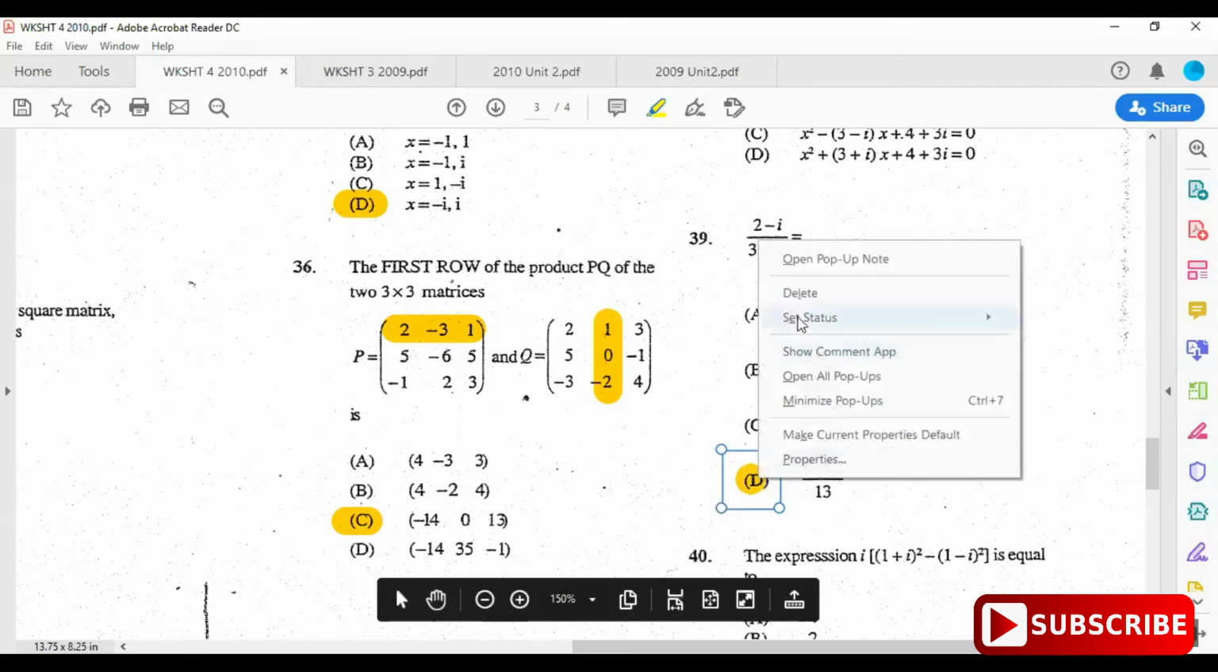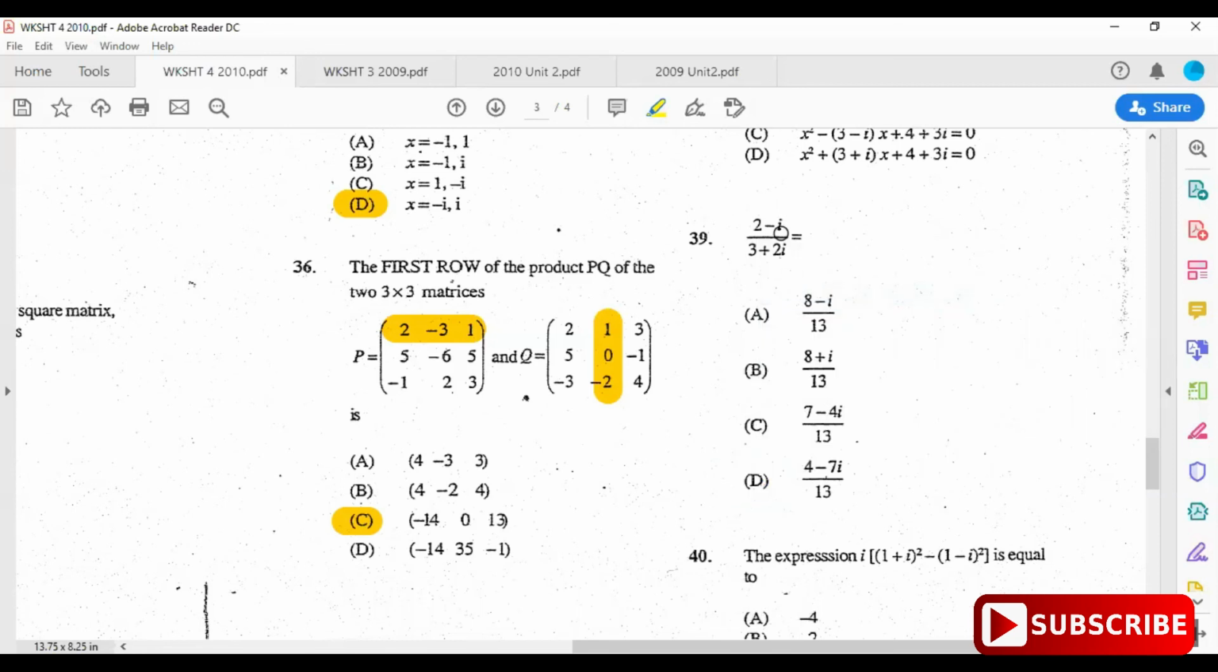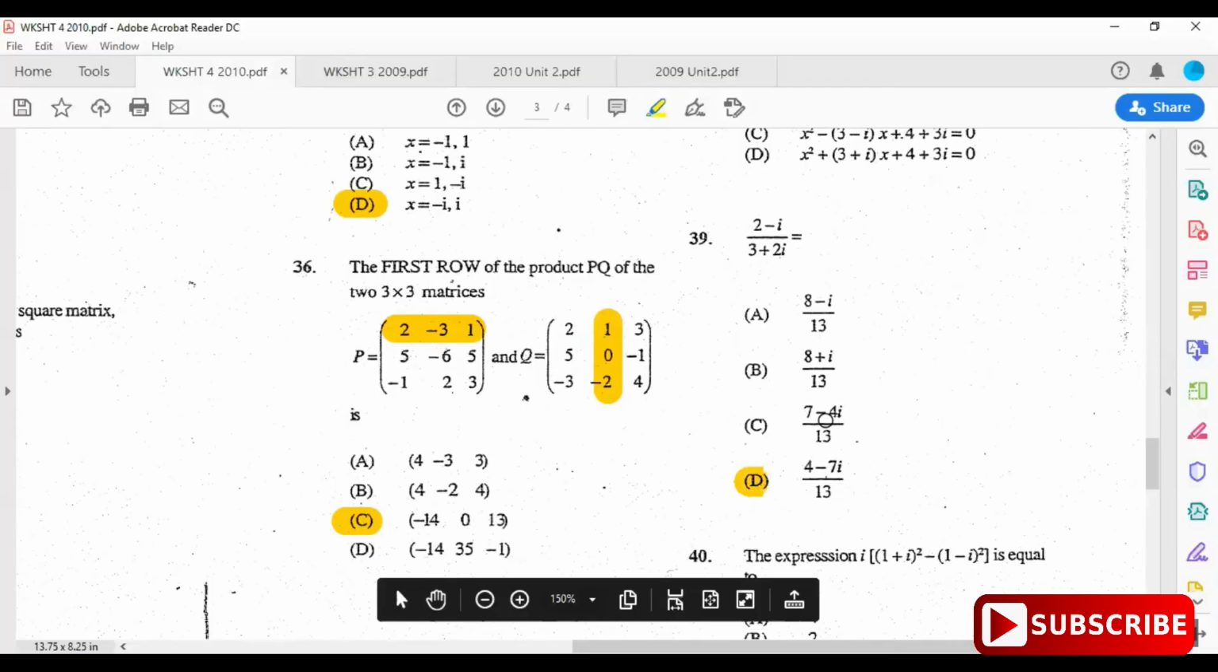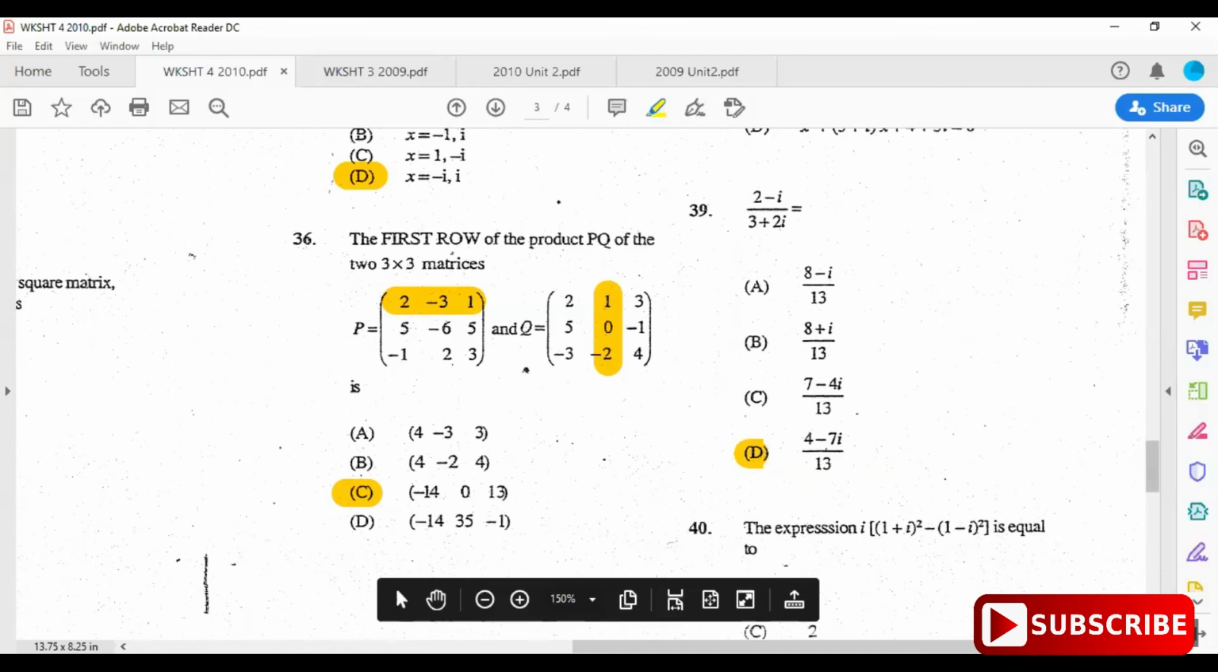Oh, it's 7. Which one was it? 4 minus 7i. 4 minus 7i. Yeah, that's D. They put C as a distractor. If you're not really focused, they're just going to say, oh, that's C.